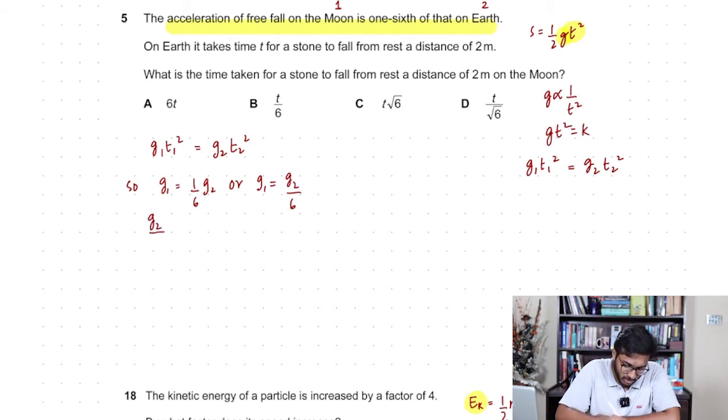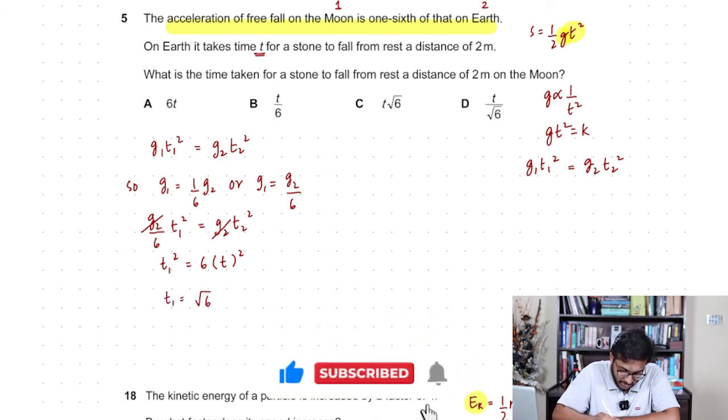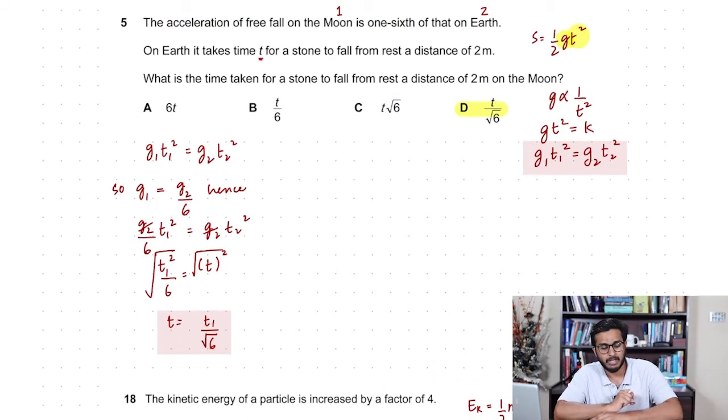So I can write g2 over 6 times t1 squared equals g2 t2 squared. g2 and g2 cancel out. Then the question says that on Earth it takes time t for the stone to fall. So t1 squared equals 6 times, in place of t2, I'm going to write simply t, because the examiner said that it takes time t for the stone to fall on Earth. Then I take the root. It's going to be root 6 t. So my answer is going to be C. Do you see how much use direct and inverse proportionalities have whenever you're solving questions?